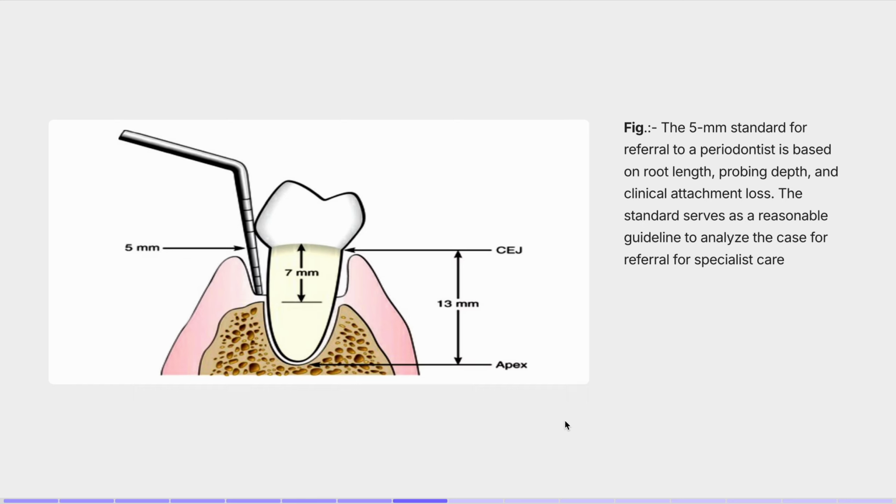If there is any recession on the gum, then we take the pocket depth and add the recession height. So let's say the recession is 2, we add it to the 5, so the clinical attachment loss for this case would be 7 millimeters, and so on.